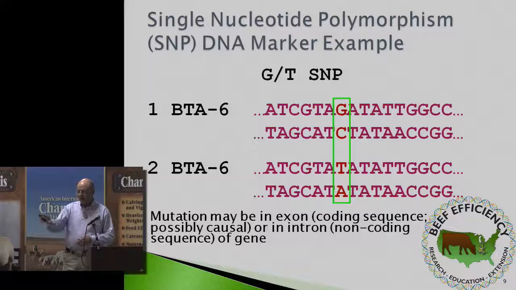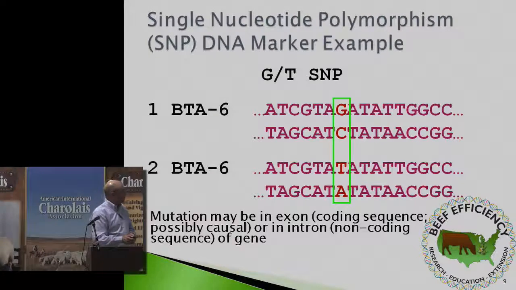One thing that would help us, and Dr. Spangler referenced sequencing that's going on, is identification of causal mutations, or these kinds of SNP changes actually in the coding sequence of a gene. That would be really useful, but not the state we're at today.